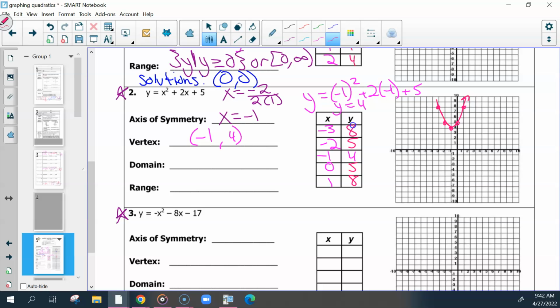You're going really fast. I got 0 and 5. How do you plot 0 and 5? The domain is always going to be the same thing, yes?